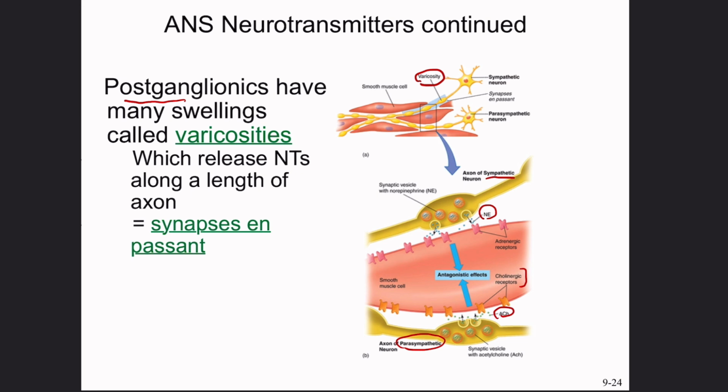And so these are called synapses en passant. It's like synapses in passing, so that they can send synapses all along the length of an axon. But one big thing about this image here is that it shows how these are going to have antagonistic effects to each other. And so one may be excitatory while the other may be inhibitory.